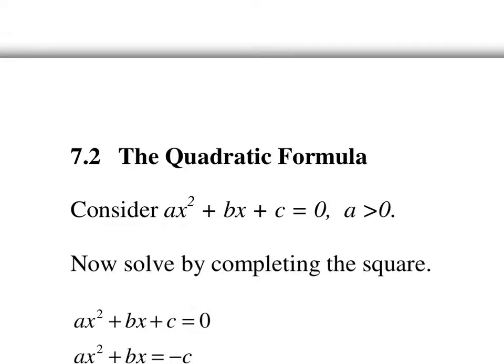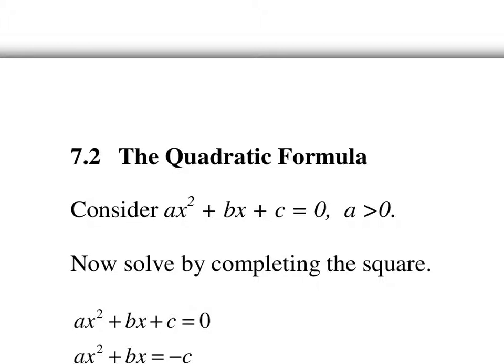Section 7.2, the quadratic formula. Consider ax squared plus bx plus c equals 0, where a is greater than 0. Now solve by completing the square. Ax squared plus bx plus c equals 0.